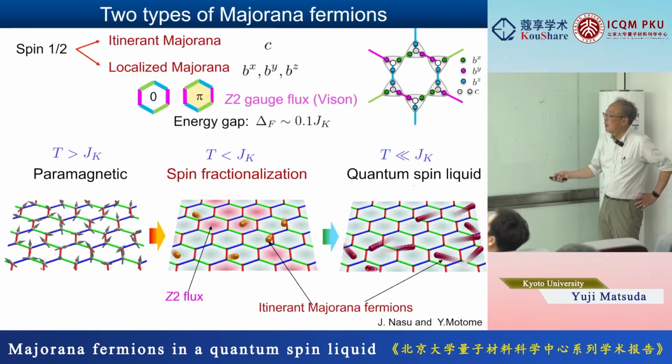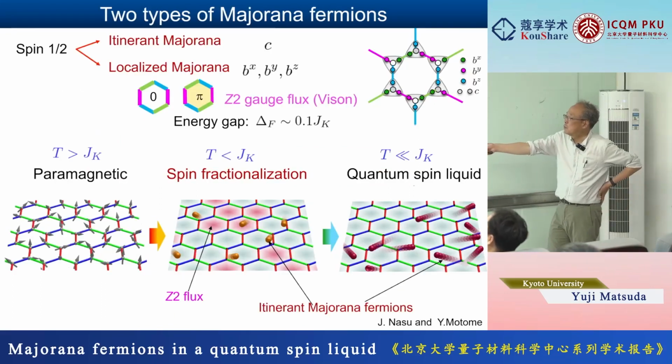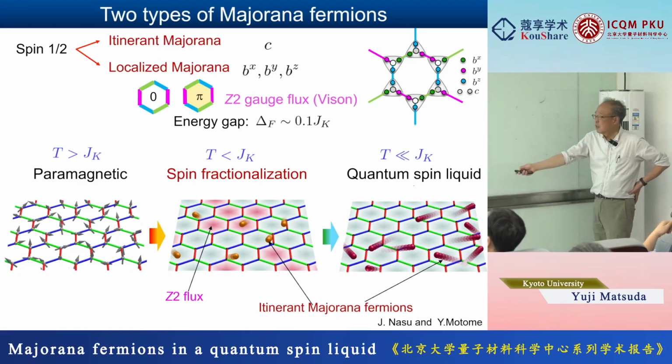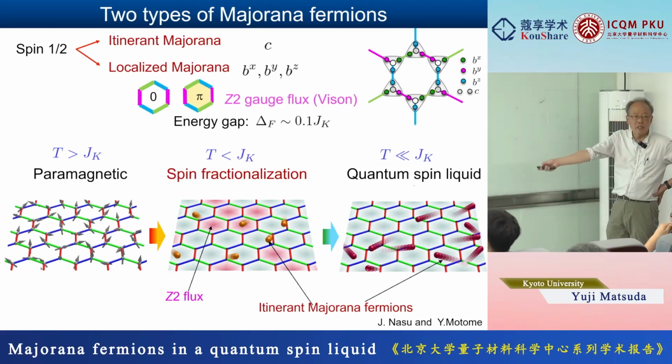Okay, simply speaking, the spin 1/2 is written by itinerant Majorana and localized Majorana, and the localized Majorana forms a boson, or a gauge flux. This is the excitation, and it has an energy gap. This boson has an energy gap, nearly 10% of the Kitaev interaction. So this is a schematic figure of the Kitaev spin liquid.